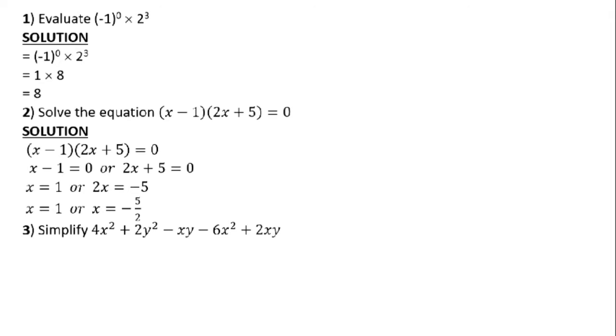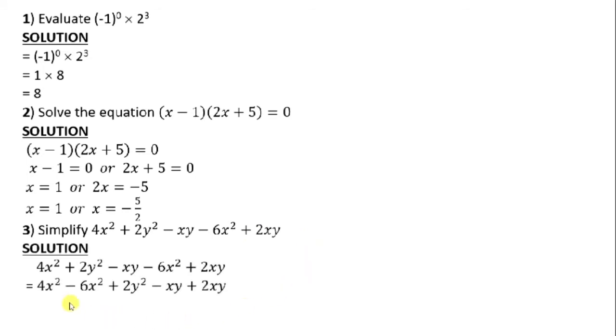We continue. We have question 3, which is saying simplify. We have 4x squared plus 2y squared minus xy minus 6x squared plus 2xy. So what we are going to do is to group the like terms together. Like terms can be simplified, and unlike terms cannot be simplified. So 4x squared and -6x squared can be simplified. -xy and +2xy can be simplified. So we'll group them like that.